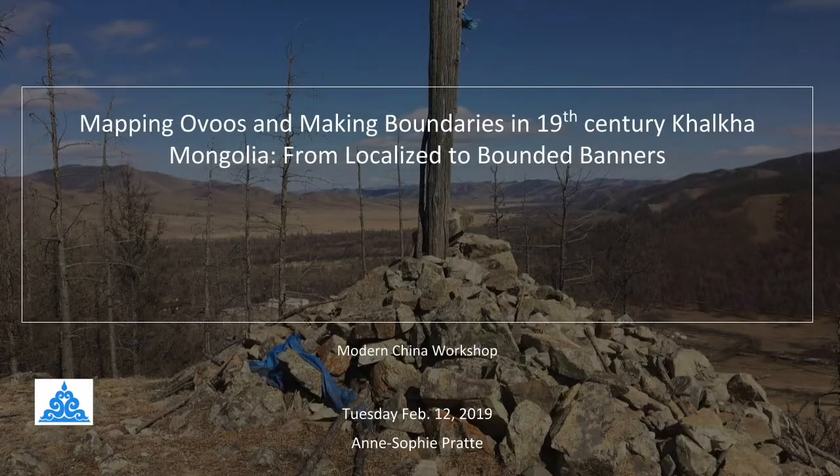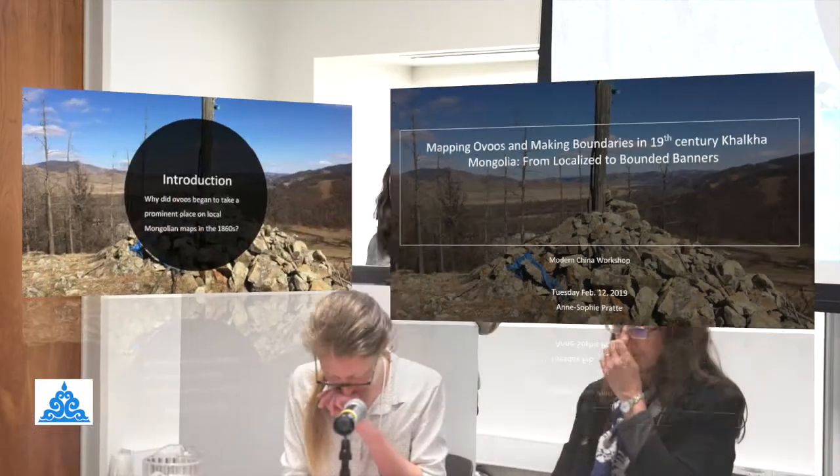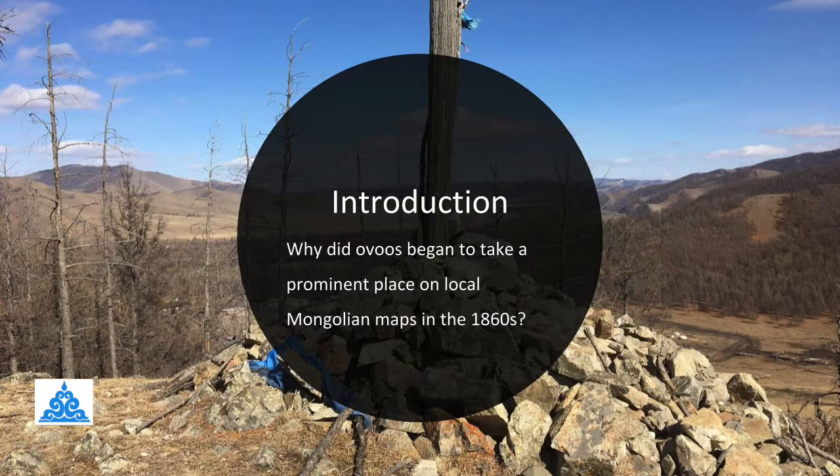Hi everyone. So today I'll be presenting a section of my PhD dissertation on Qing Mongolian cartography, and this talk will address one main question. Why did Ovoos begin to take a prominent space on Mongolian local maps in the 1860s.